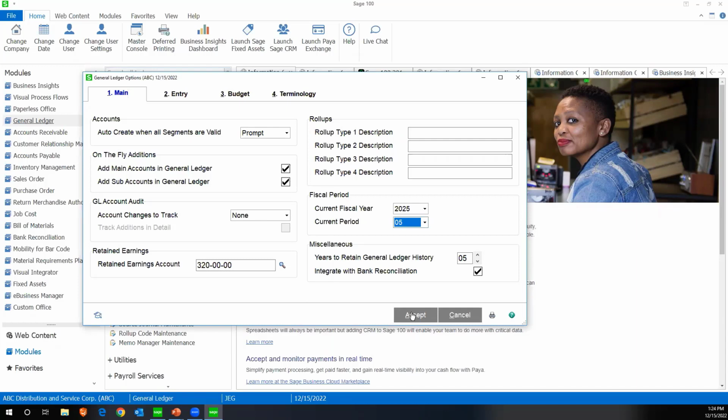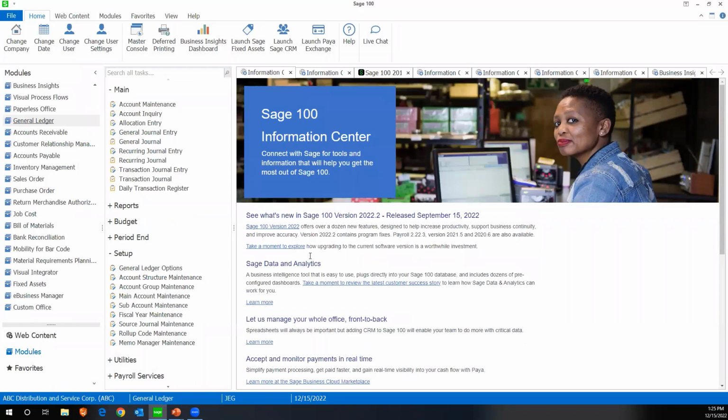If I needed to reopen period 12 of 2024, because I need to make some adjusting entries, I would come out here and go 2024, period 1, say accept, come out here to general journal entry, make my journal entries in period 12 of 2024, and post them.